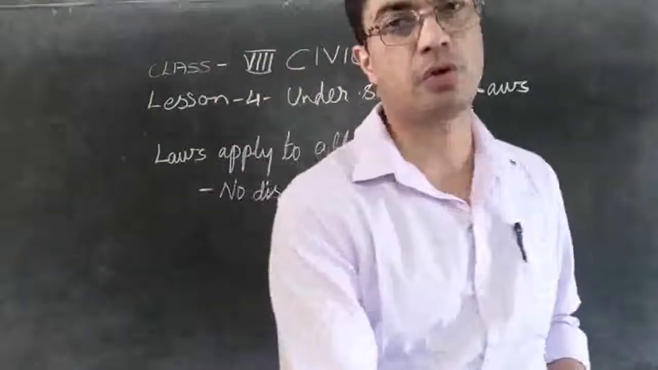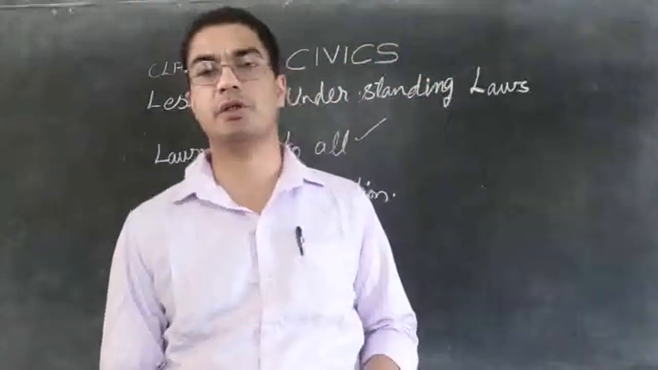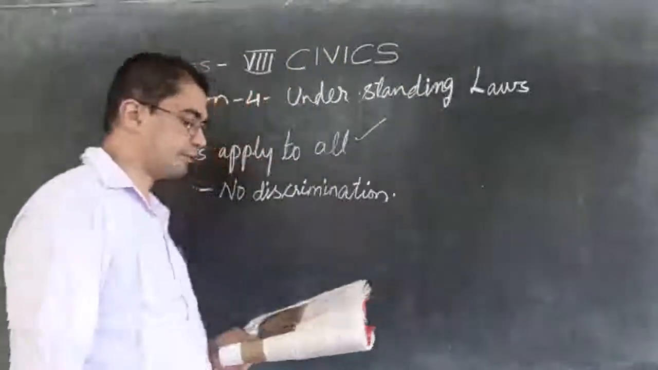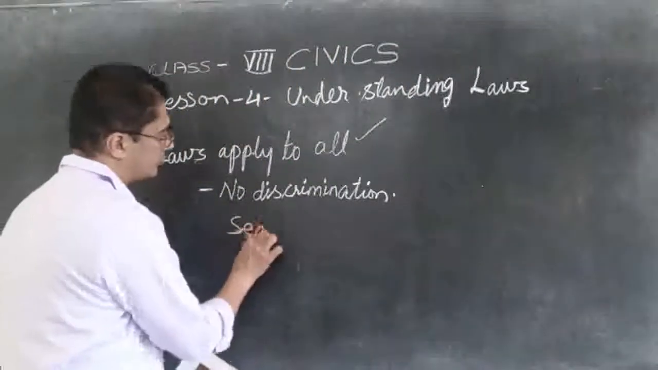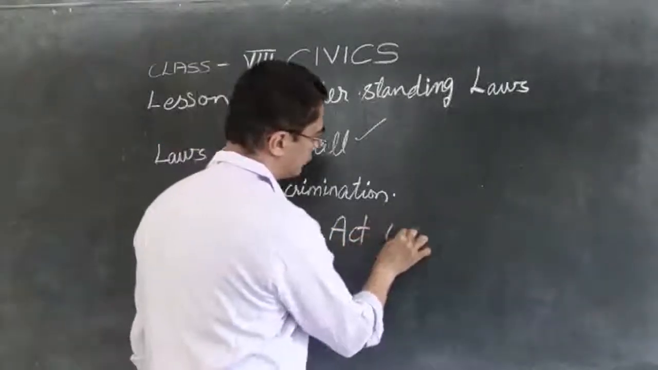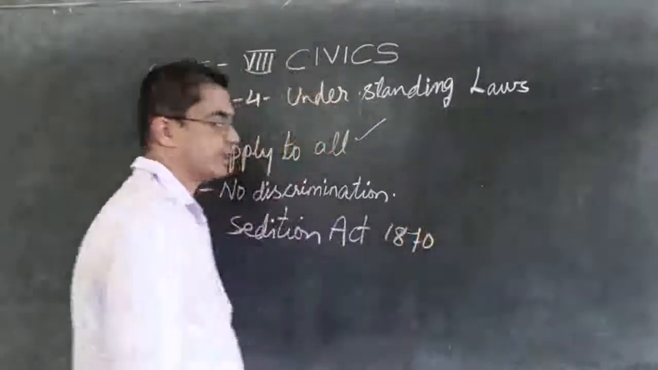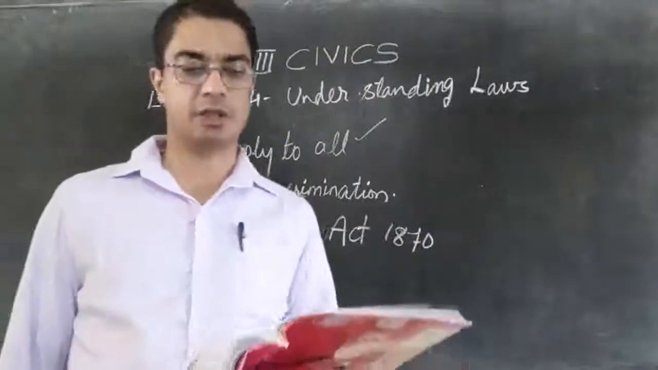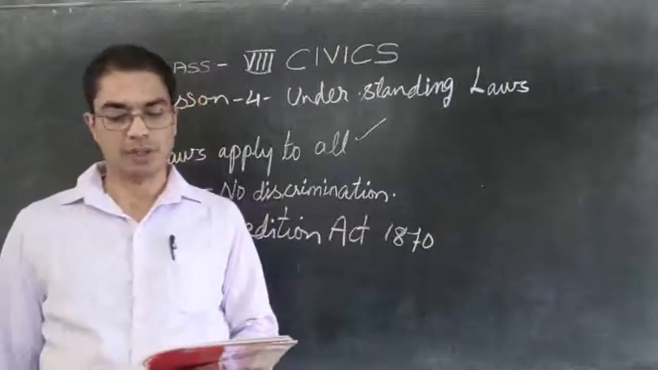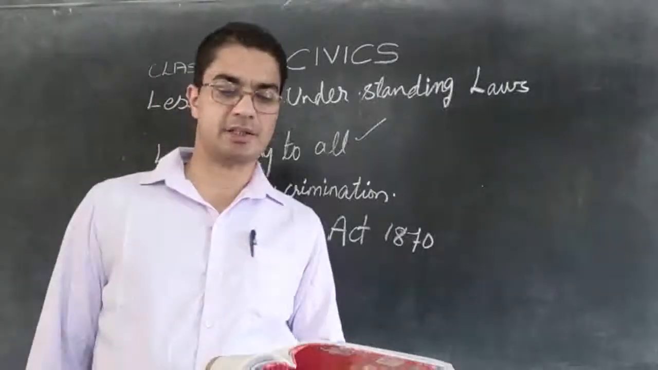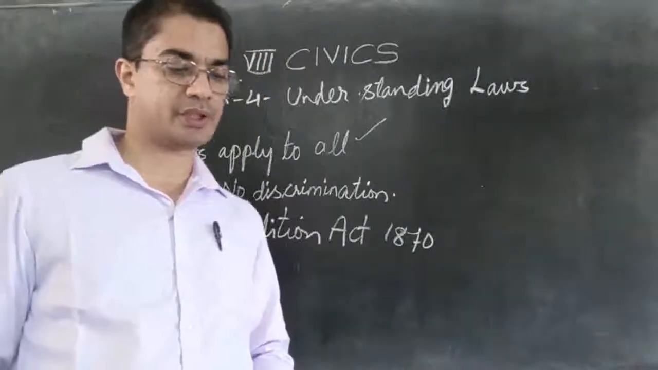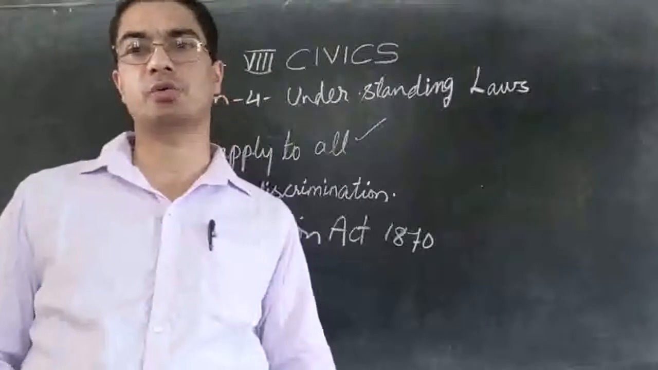Let us see two examples of the arbitrary laws that the British introduced. One is called the Sedition Act of 1870. Under this act, what happened? The idea of sedition was very broadly understood with this act. Any person protesting or criticizing the British government could be arrested without due trial.